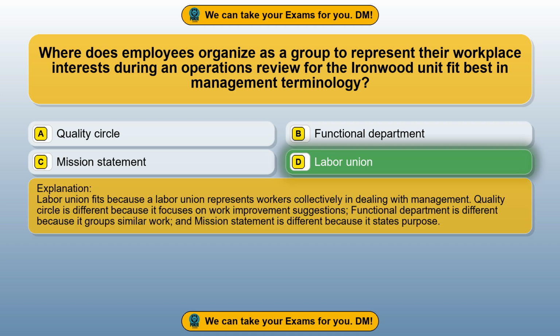Labor union fits because a labor union represents workers collectively in dealing with management. Quality circle is different because it focuses on work improvement suggestions.